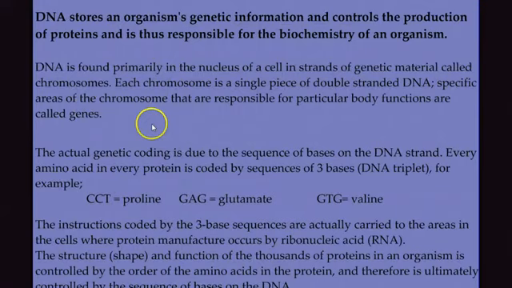Now, we know that DNA is storing an organism's genetic information. It's controlling the production of proteins, and thus controls the biochemistry of an organism, because proteins are the primary components of enzymes. And we know that the DNA is found in the nucleus of the cell in these strands, or these molecules, called chromosomes. And we just talked about the structure of that DNA.